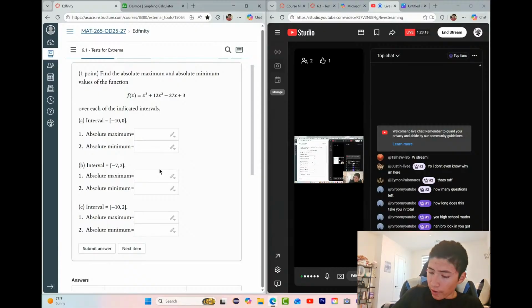So we have f prime of x. Let's find the derivative. We get 3x squared plus 24x minus 27. Beautiful. And we need to find the values of x that make this equal to 0. So we can factor out 3. So we get x squared plus 8x minus 9. So we can get rid of that 3. We only have x squared plus 8x minus 9 equals 0. Gotcha.